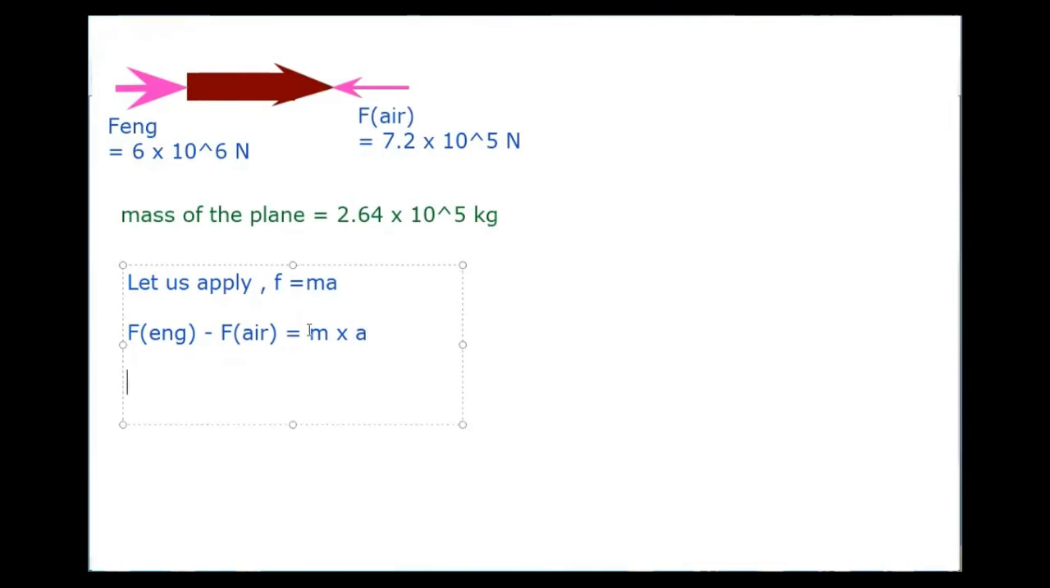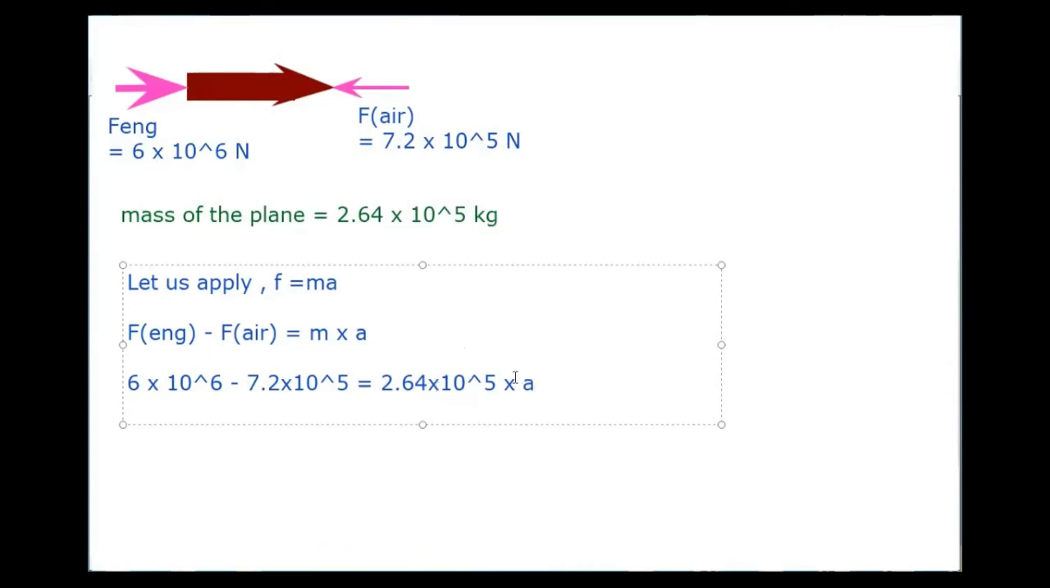So F_eng is given as 6 into 10 to the power 6, and the drag force, the resistance force given by air, is 7.2 into 10 to the power 5, equals the mass of the aeroplane, 2.64 into 10 to the power 5, into acceleration A. That's a very easy method to simplify this.